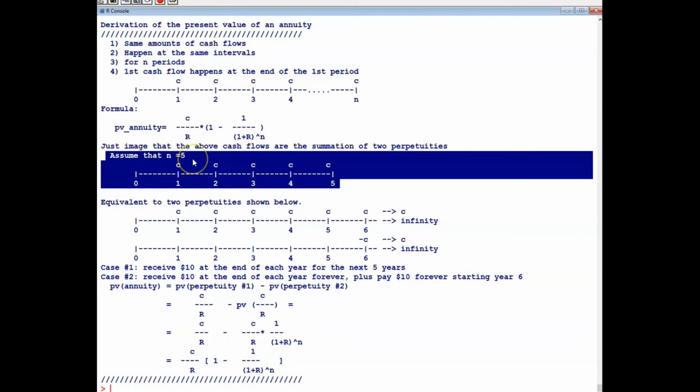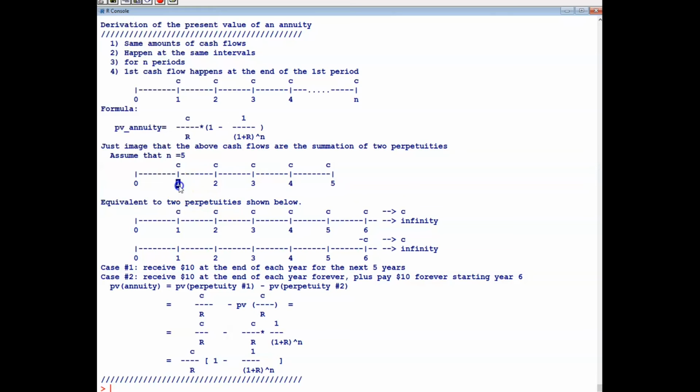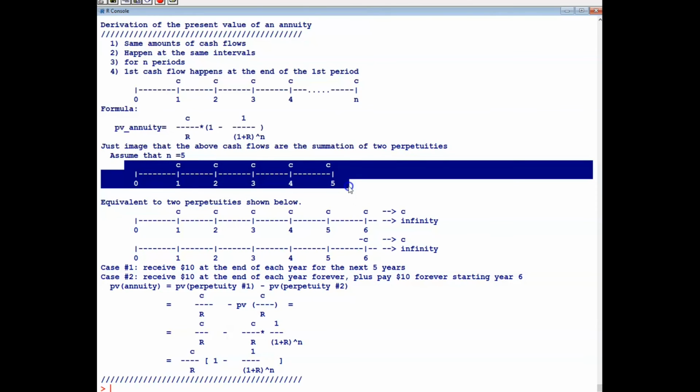Assume n equals 5. Okay, so this is an annuity. We have 5 equal cash flows. The first cash flow happens at the end of the first period, then the second period, and so on. In total we have 5 periods. Okay, so this is our original annuity.